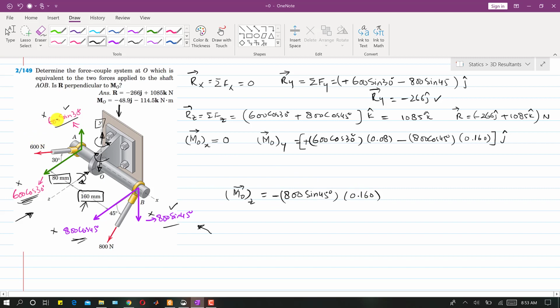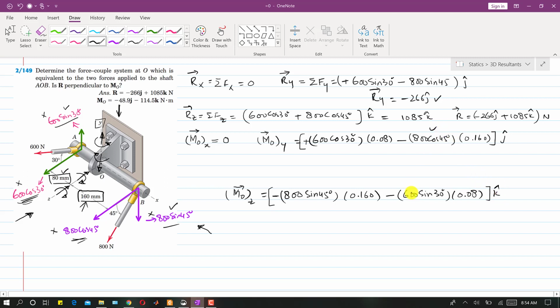And similarly, this 600 sine of 30 is producing the moment about the z-axis in this direction. If we curl our right hand fingers in this direction, the thumb will point out in the negative z direction again. So both of these sine components are producing the moment in the negative z direction, so I will write minus, and this will be 600 sine of 30 degrees, and the perpendicular distance is this 80 mm. So I will multiply this with 0.08, and we will write k with it.